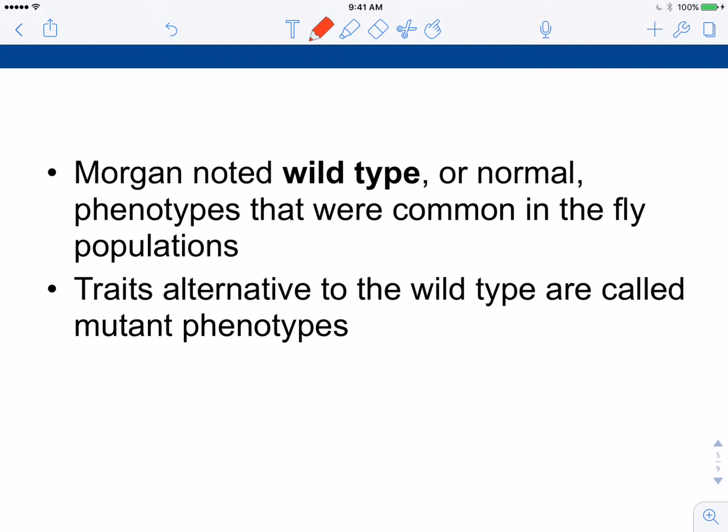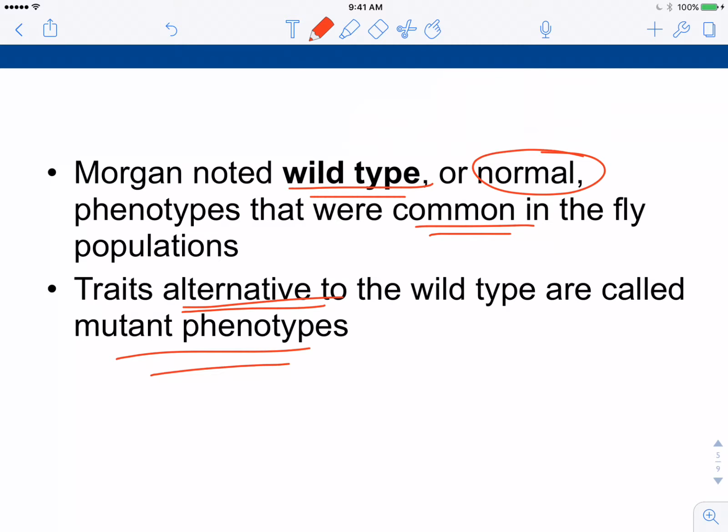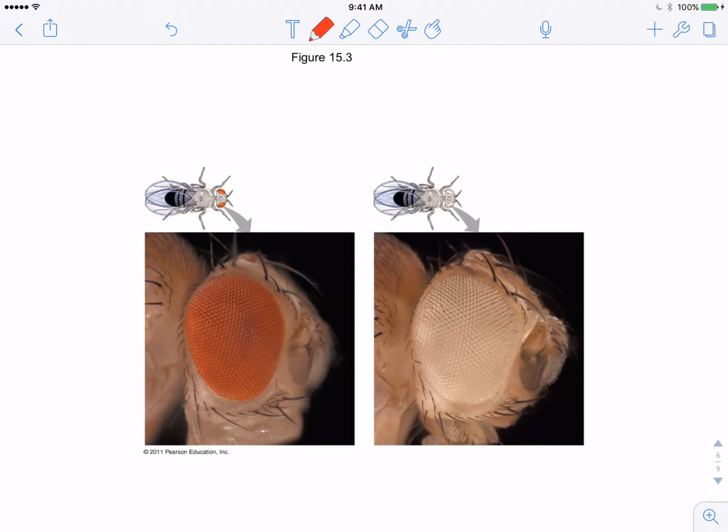Just some of the lingo that you'll see with the flies. Morgan called the normal characteristic, the most common trait, the wild type, so it will usually be dominant. Traits that are alternatives to the wild type are called mutant phenotypes. So you'll have the wild type and the mutant. Looking at eye color in flies, red eyes were wild type and white eyes are mutant.